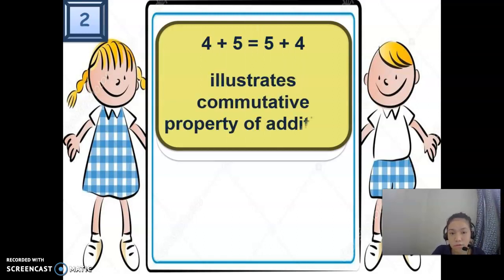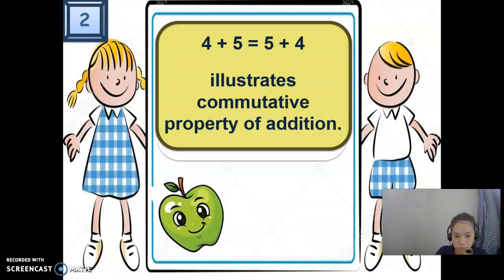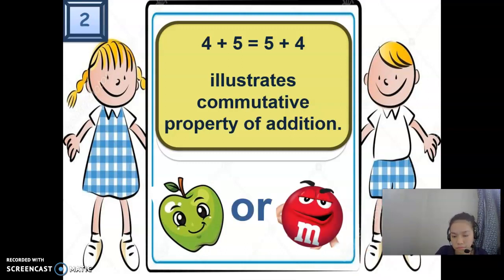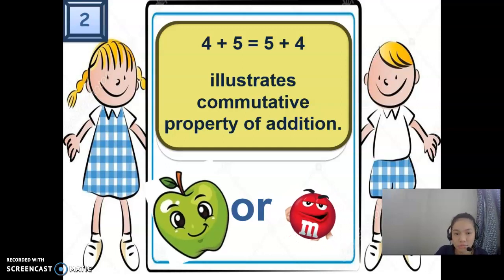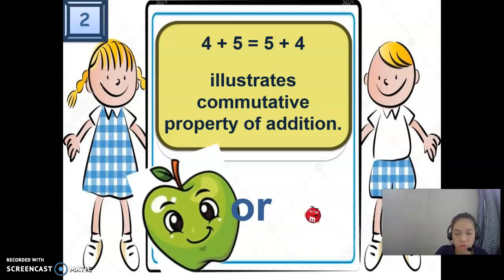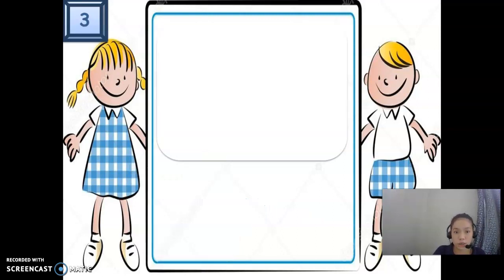5 plus 4 equals 4 plus 5 illustrates the commutative property of addition. Is it true or false? Okay, so the answer is true. So 4 plus 5, just change the order of the addends. So 5 plus 4, they are still equal. So it is the commutative property of addition.